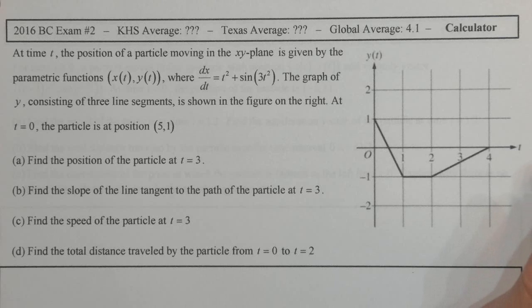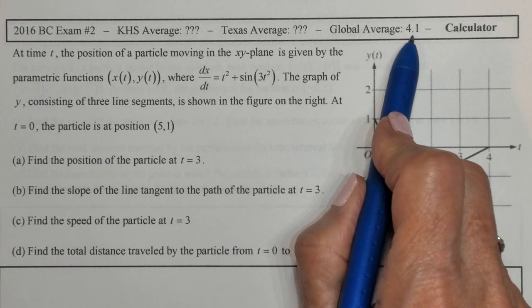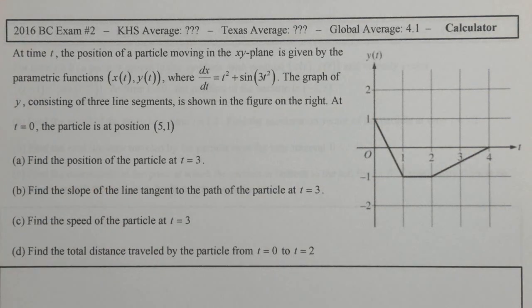Alrighty, the problem from 2016. The global average was 4.1. This was before I started teaching Calc BC at KHS. So I don't have that information.